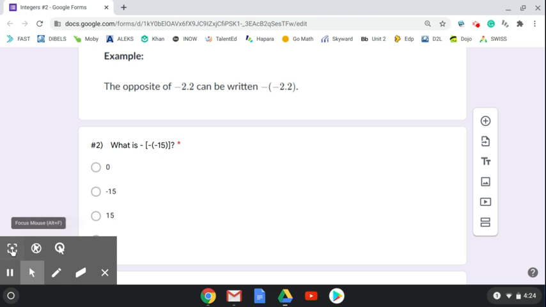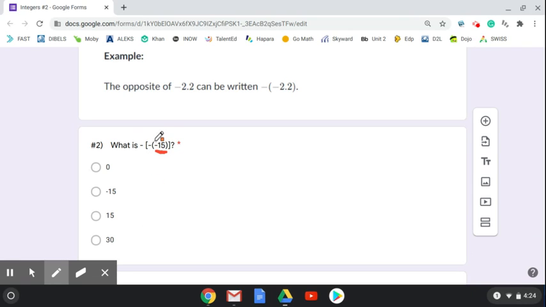Okay, so one way to view this is to say, well, this right here, that part's negative 15. And the first negative sign is the opposite of negative 15. Well, all of this inside of the bracket, the opposite of negative 15, that is just 15, right? Well, this negative sign in front of the bracket is the opposite of everything inside the bracket. So the opposite of 15. Well, what's the opposite of 15? Negative 15, right?